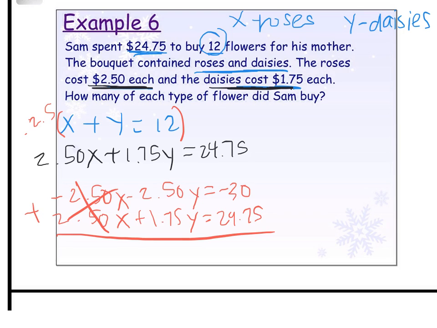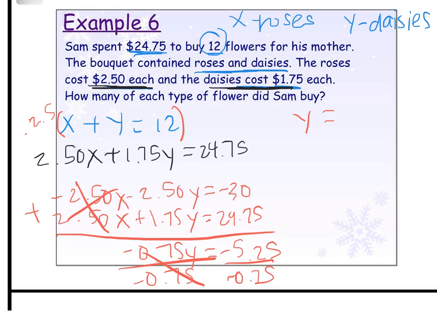Negative 2.50x plus 2.50x cancels. Negative 2.5y plus 1.75y is negative 0.75y. Negative 30 plus 24.75 is negative 5.25. Divide out negative 0.75 on both sides. And I get y is equal to 7. So he bought 7 daisies.